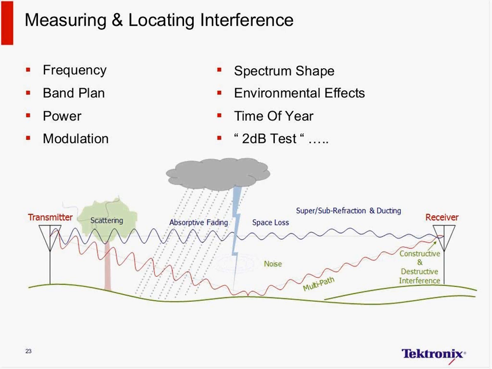Spectrum shape is also important. This is also equivalent to occupied bandwidth. What is my spectrum signature? We can tell a lot about a signal by its spectrum signature.